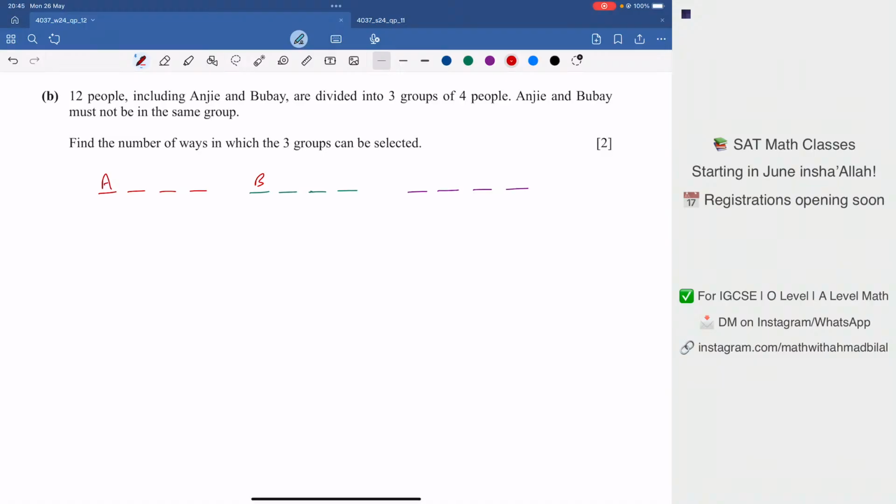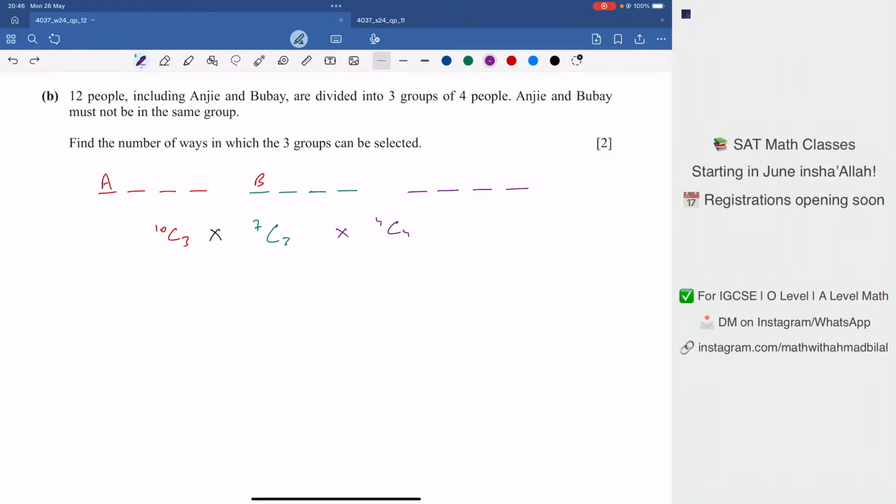Okay. Out of those 10 people now, we have to select 3 for this group. So we could say that's 10C3. And we have to select 3 for this group. So how many people are we left with? 7. So out of those 7 remaining people, we have to select 3 for this group. And then out of the remaining 4 people after this, we have to select all 4 for this group.